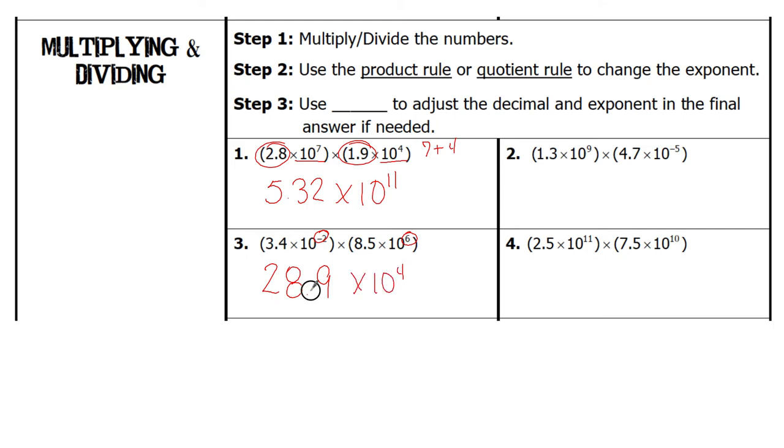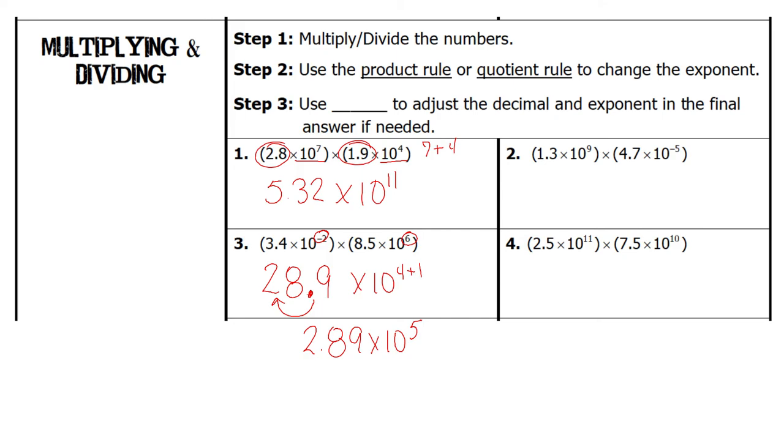But this isn't right yet. Because it's not between 1 and 10. So I need to move my decimal point one more to the right. So I'm going to add 1 to my scientific notation to give it 2.89 times 10 to the 5th power.